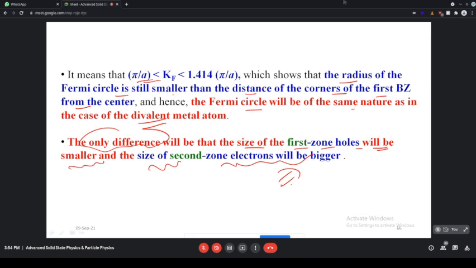बात समझ में आई किसी को? The first zone holes will be smaller in size as compared to divalent metals, and the size of the second zone electrons will be larger or bigger than in the divalent metal. हाँ जी, ये बात किसी को समझ में आई है? Yes, sir. समझ में आ गई है?